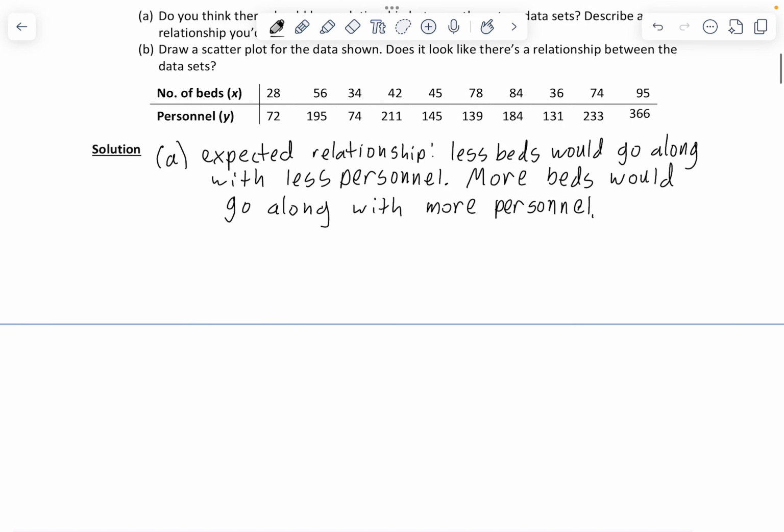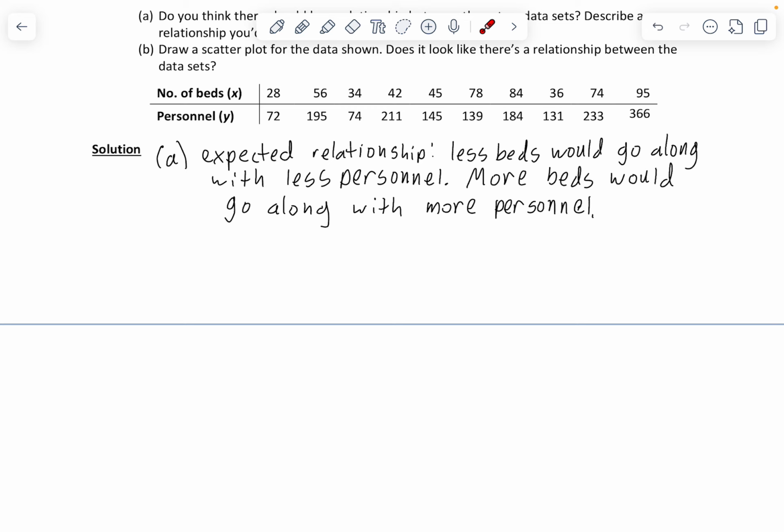Okay, so now we'll sketch a scatter plot. So we have actual data here. This is data taken from a sample of small hospitals. It looks like we have data from, let's see, 1, 2, 3, 4, 5, 6, 7, 8, 9, 10 hospitals. And for each hospital, 2 pieces of information were collected: the number of beds in the hospital and the number of personnel employed by the hospital. We are choosing to make number of beds the X variable and personnel the Y variable.